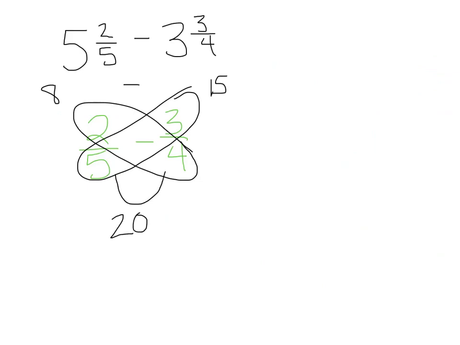Well, I can't really do 8 minus 15 without going into the negative numbers. So instead of doing this part first, I think once I figure this out, or maybe you even try it out first, and then you figure it out, we'll do a little trading, and then we can do the crisscross method. So let me show you what that might look like. Instead of 5 2/5, I'm going to rewrite 5 2/5 as 4 7/5. From here, I can subtract the 7/5 part minus the 3/4 part.